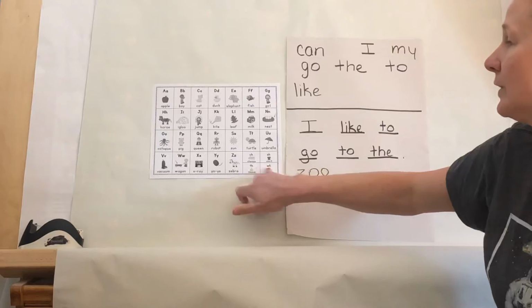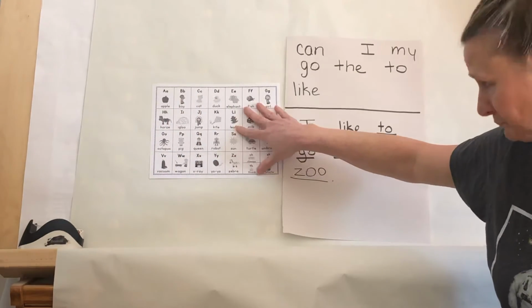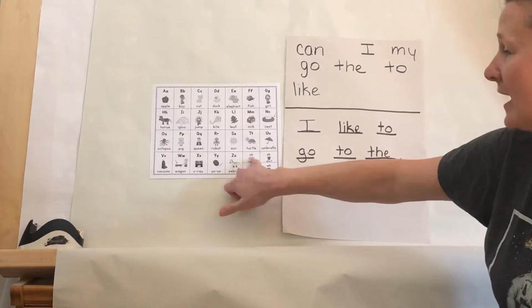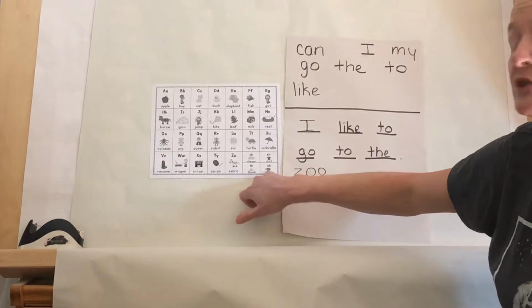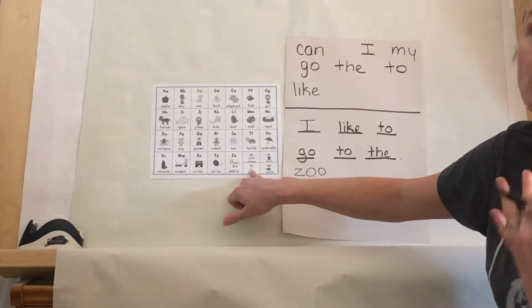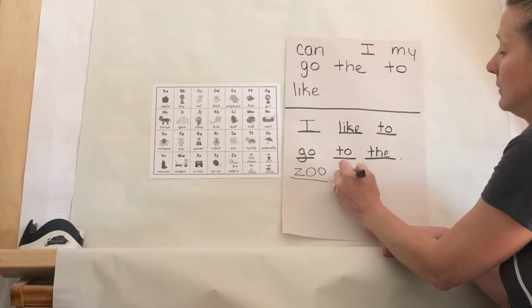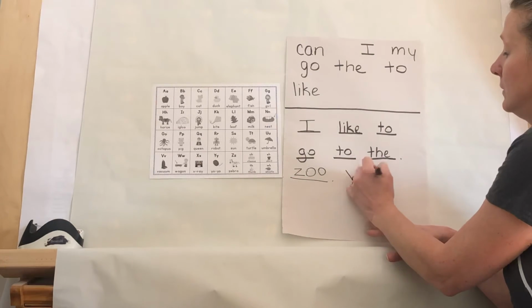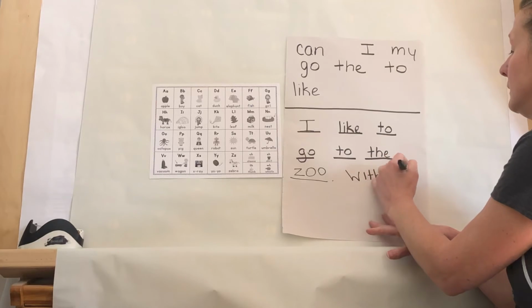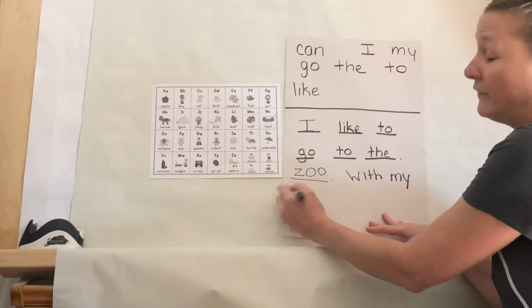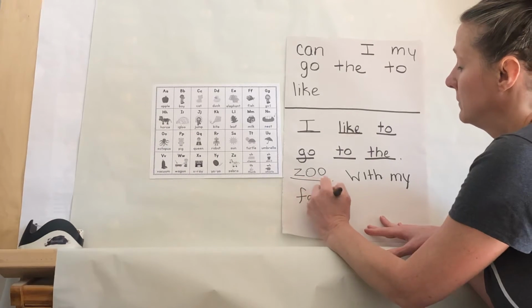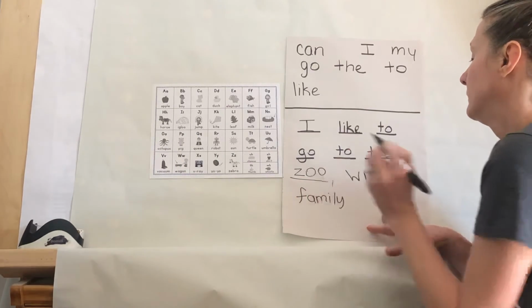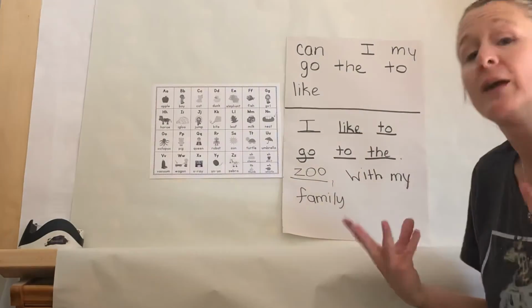This particular letter page has the digraphs sh, sh, and wh. So if they want to write, I like to go to the zoo with my, F for family, so that they can write more.